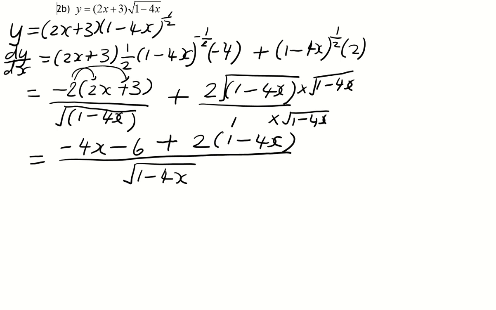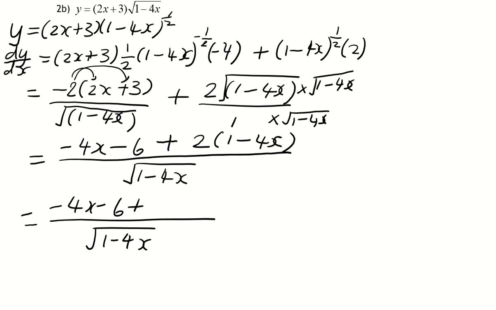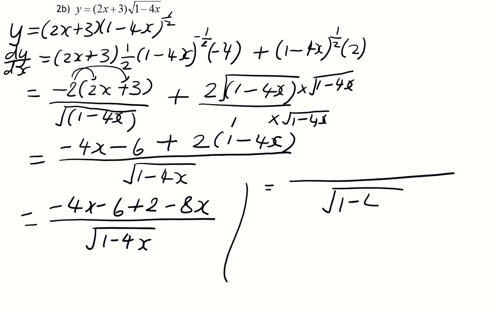Okay, next step, continue to simplify the numerator. So you have minus 4x minus 6 plus 2 minus 8x. Okay, and the next step, finally, you have minus 4x minus 8x, minus 12x, minus 6 plus 2, minus 4. You can factorize the numerator or you may choose not to. It's fine. Okay, so that's your answer.